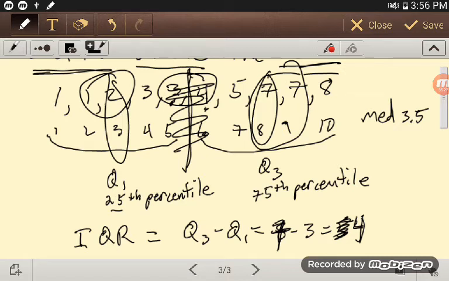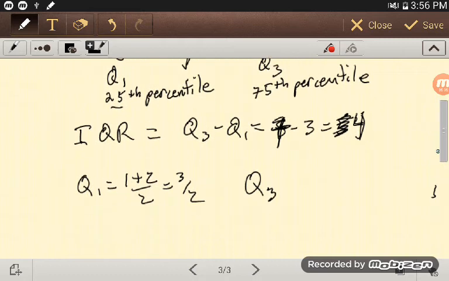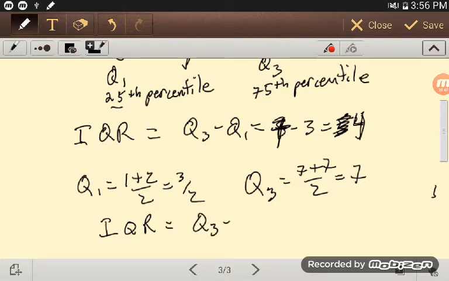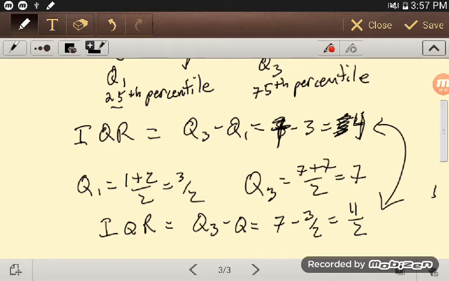So up here, this should have been a 7, not the 8. It should have been 7 minus 3 equals 4. Now we come down here. This is 7 plus 7 over 2, which is just 7. But you see now, if I do it this way, I get an interquartile range of Q3 minus Q1, 7 minus 3 halves. Well, that's 14 halves minus 3 halves. That's 11 halves. I get different answers. They're similar, they're really close. I mean, 4 and 11 halves.